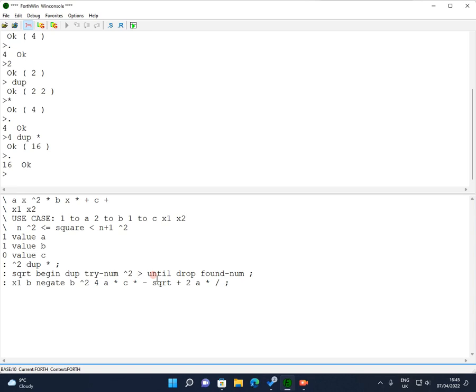We keep trying numbers until, oops, sorry, one small error. Try num squared. We want to square the number. As you see, we keep going until that square is too big, because we're trying to find this n plus 1 squared, and then afterwards we're basically trying to find n minus 1.